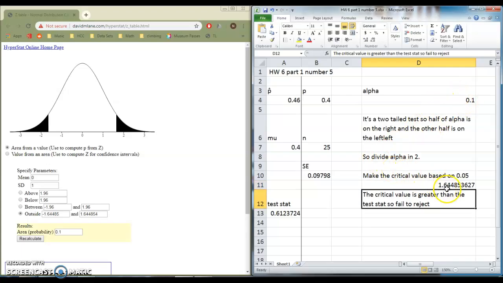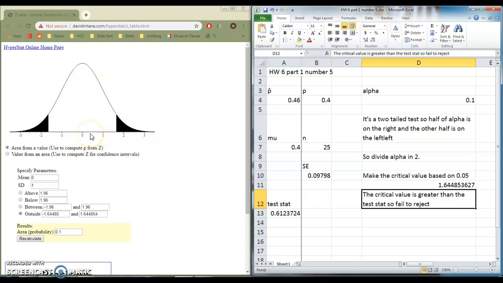This is now our critical number, and this critical number starts this range, this black spot over here, and this black spot over here. If our test statistic falls in the range, then we will reject the null hypothesis. But in this case, our test statistic is about here. It's like 0.6.